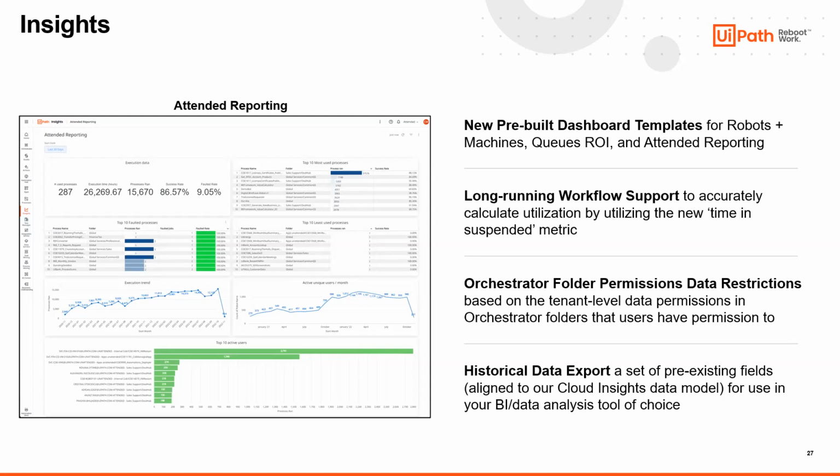We've added some data exporting, so you can export historical data with some pre-existing fields for use in your other analytics tools of choice as well. From our Cloud Insights data model, you can export similar information from a historical perspective to ingest in other dashboards or views that you're trying to aggregate. So again, we're adding more capabilities to Insights and to how you can slice and dice the analytics of using automation in your entire automation program.